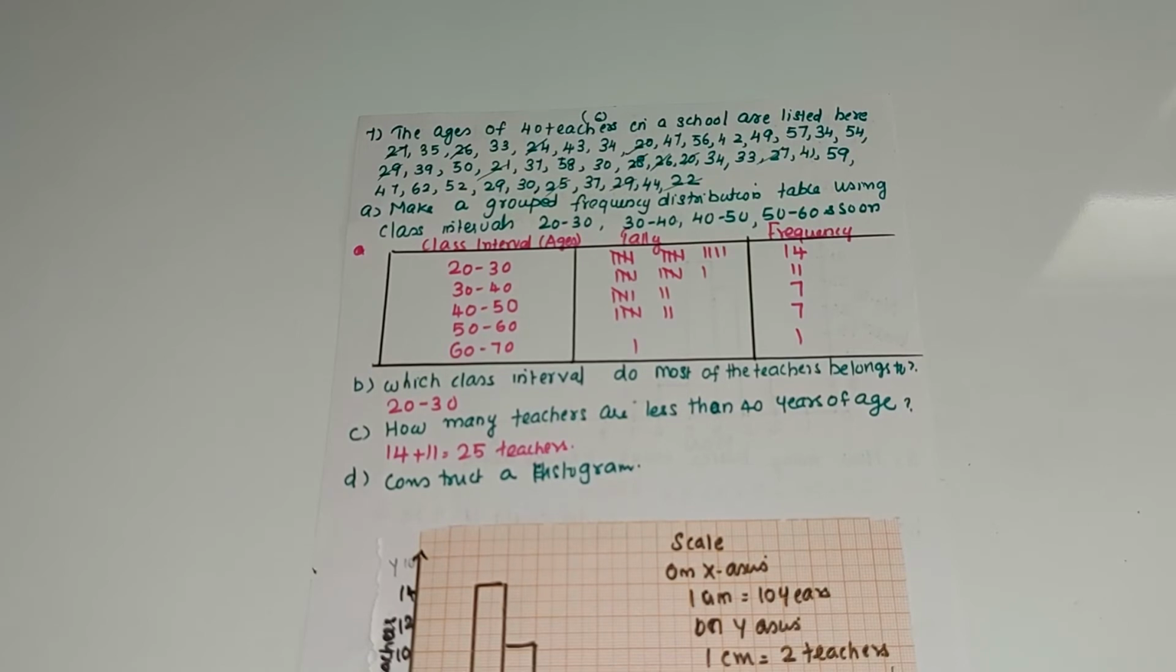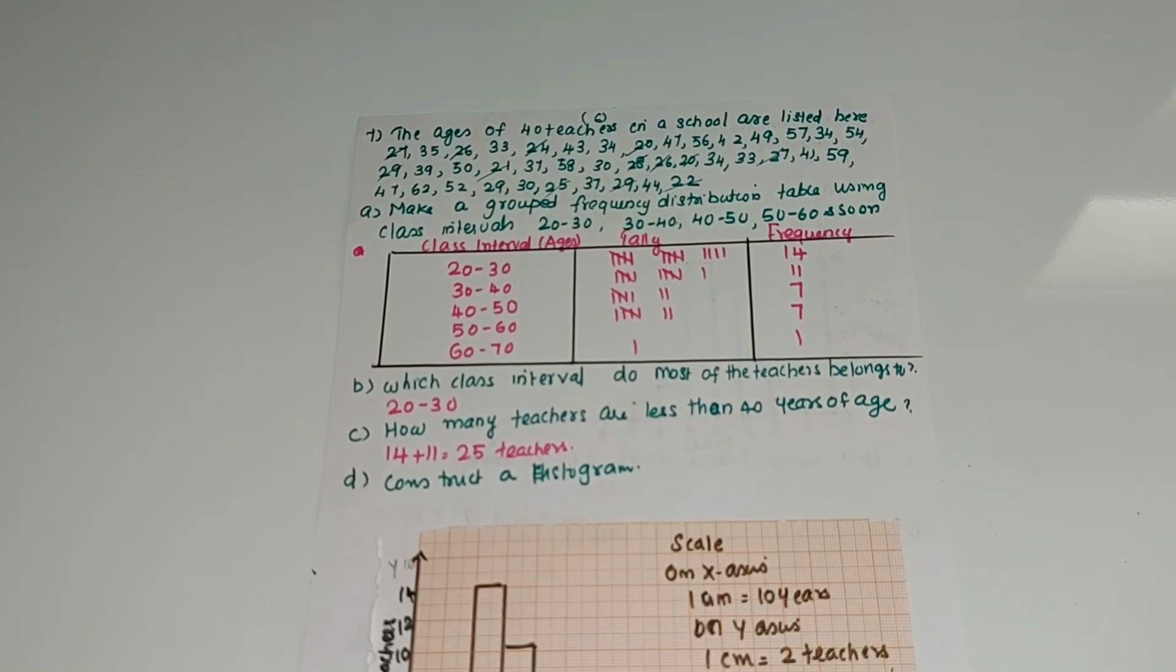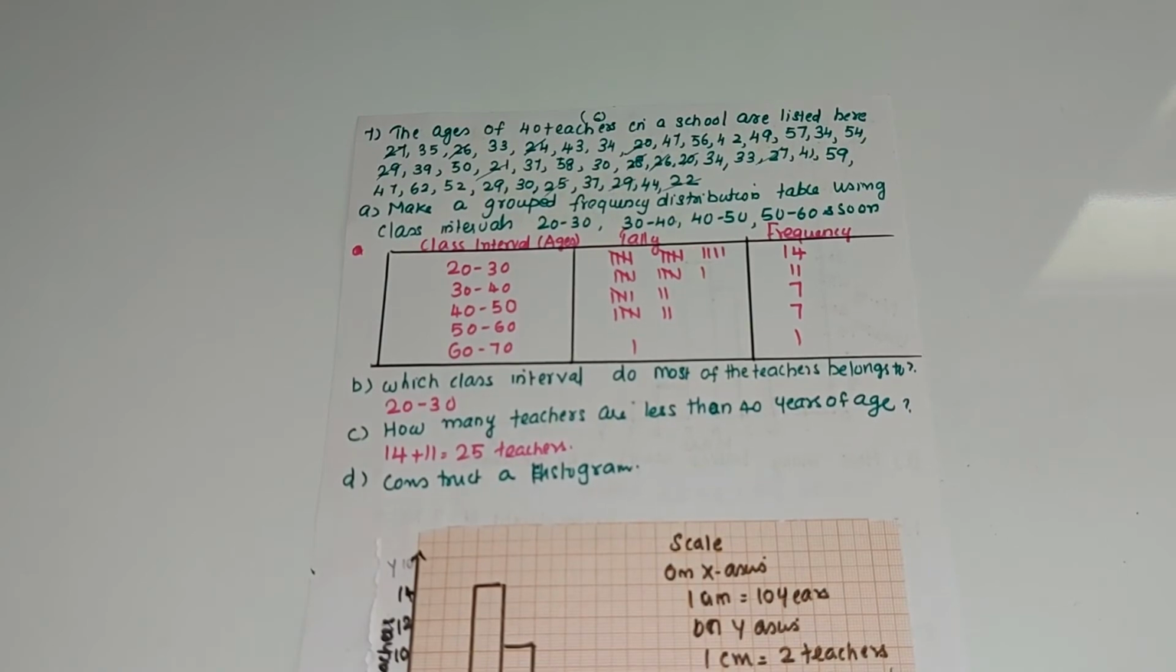And similarly you can count the number of teachers whose age is lying between 30 and 40, it is 11, and the number of teachers having ages lying between 40 and 50, it is 7, and 50 to 60 it is 7, and 60 to 70 only 1. So here we got the frequency distribution table.